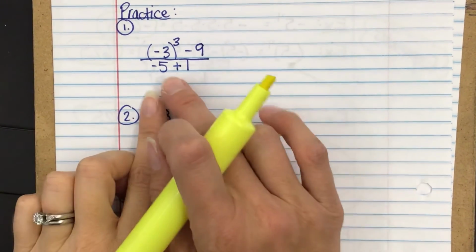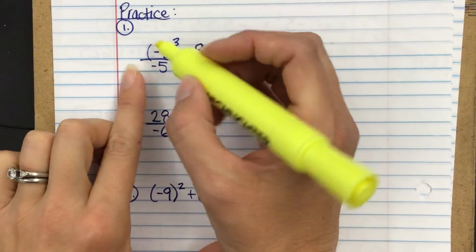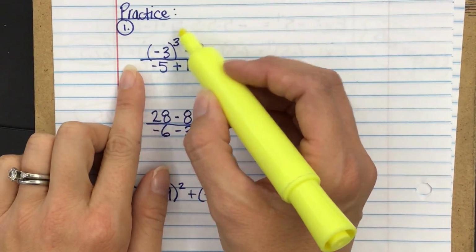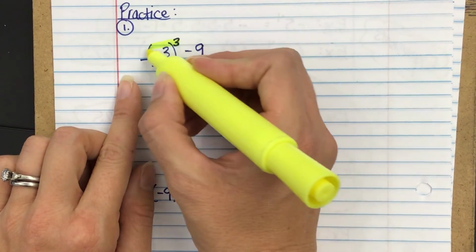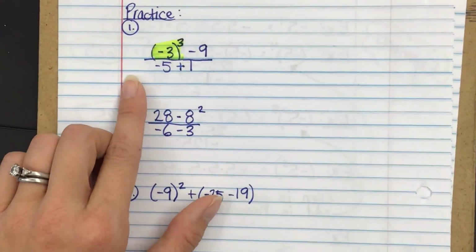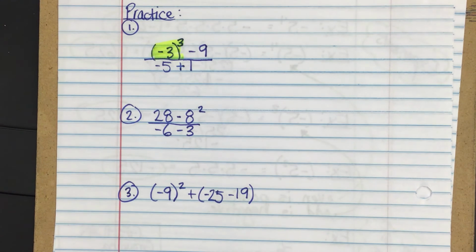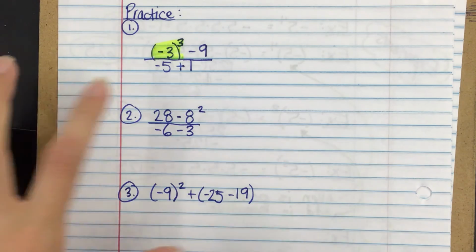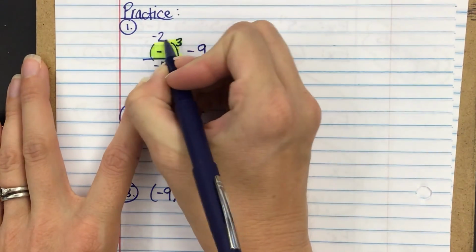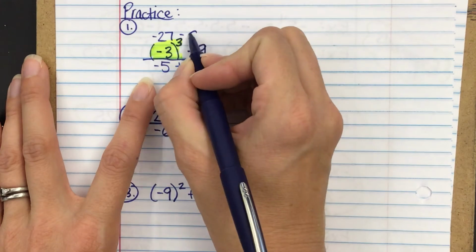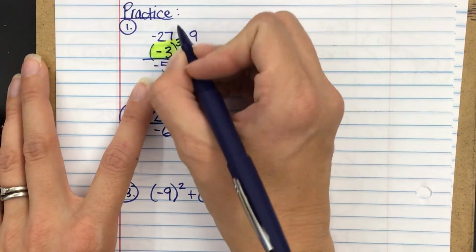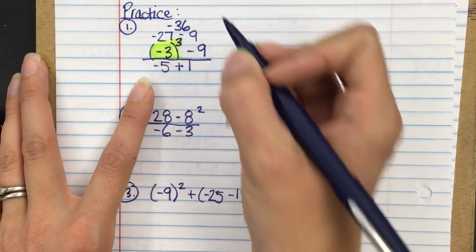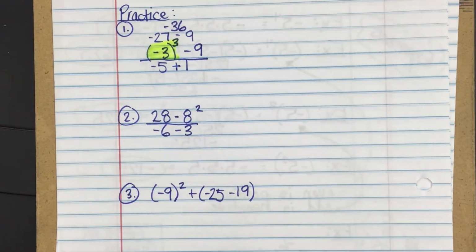Okay, let's take a look at what's happening on the top here. You're going to want to do the exponent first, because you have the exponent and you have subtraction. Negative 3 times negative 3 is a positive 9. Positive 9 times negative 3 is negative 27. So negative 27 minus 9 is going to be negative 36. So far, so good?